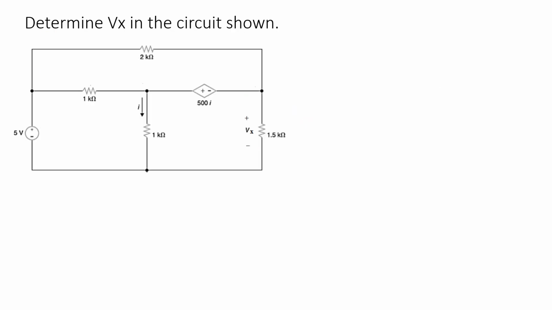Here we are asked to determine Vx in the circuit shown, and let us solve this problem using nodal analysis. By nodal analysis, we identify that we have 4 nodes, and I'm going to select the bottom node as the reference node. With that, I'm going to have node voltages V1, V2, and V3. From this circuit, we can now apply nodal analysis, and at node 1, you can see that there is a voltage source. Therefore, we can say V1 is equal to 5 volts.